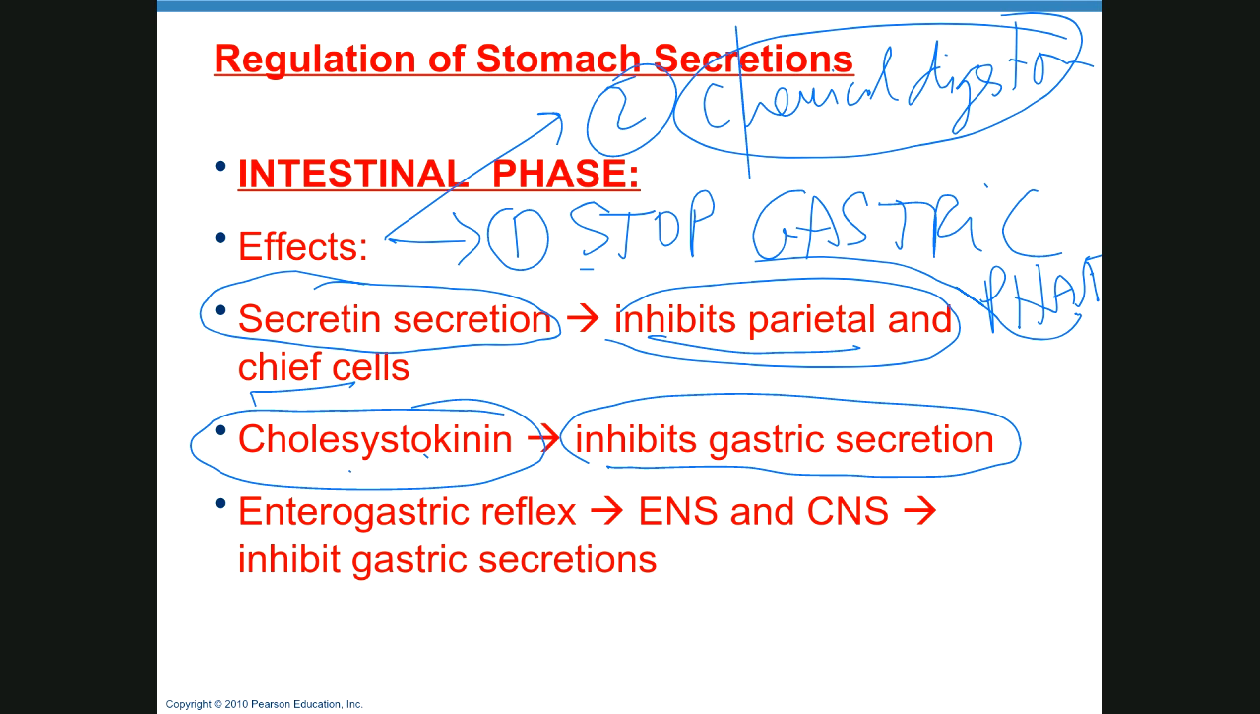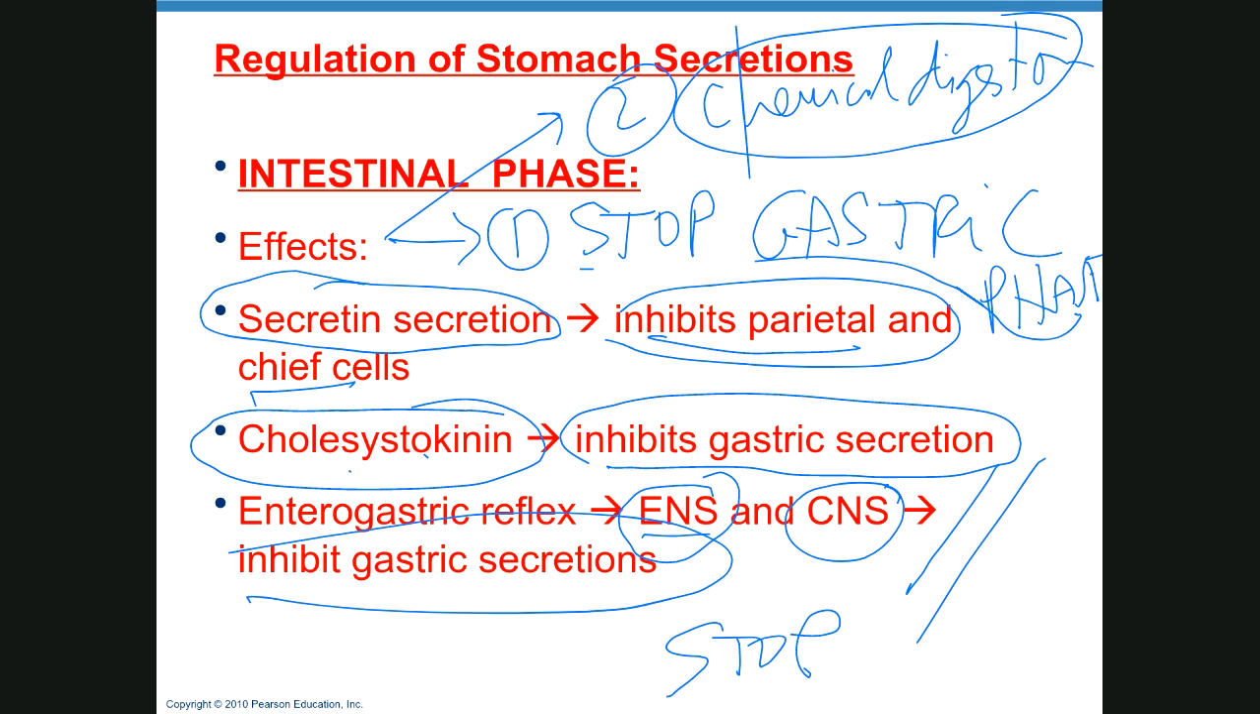The intragastric reflex, upon the arrival of food in the duodenum, is going to stimulate the enteric nervous system and the central nervous system into stopping the activity of the stomach. So we're going to have chemical secretions and then a reflex that is going to stop what's happening in the stomach, the gastric phase.